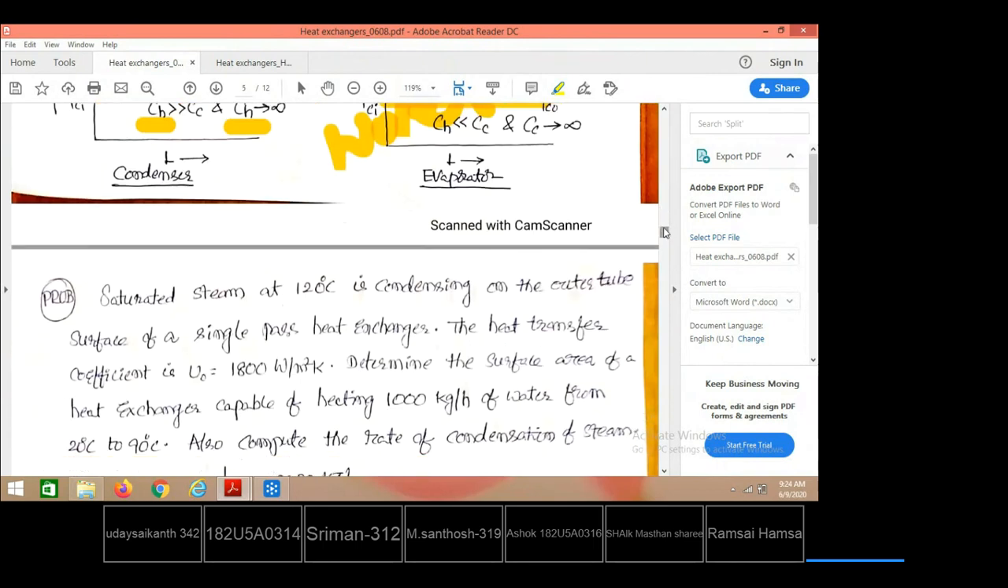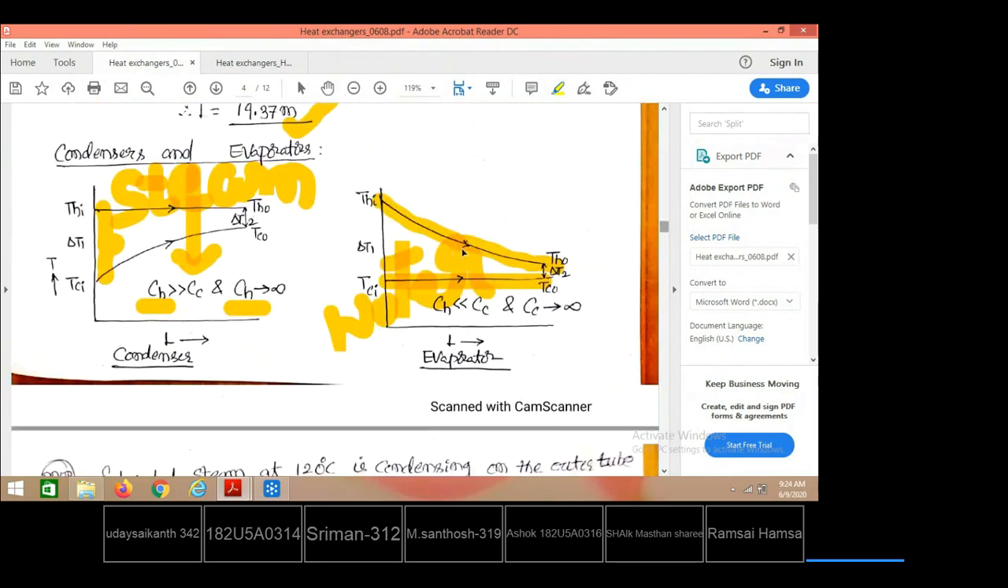For this case, again, how do we estimate the logarithmic mean temperature difference? Delta T1 is Thi minus Tci, and delta T2 is Th naught minus Tc naught. But here, Th naught and Thi are the same along this line. In the case of evaporator, Tci and Tc naught are also the same. So what is delta T1? Thi minus Tci. What is delta T2? Th naught minus Tc naught, with Tc naught equal to Tci. This is the only difference between the earlier case of heat exchangers and the present case.